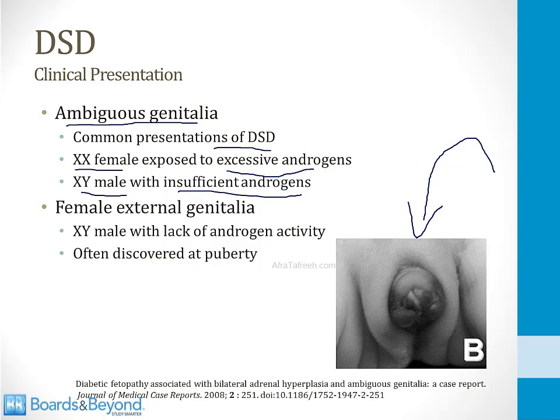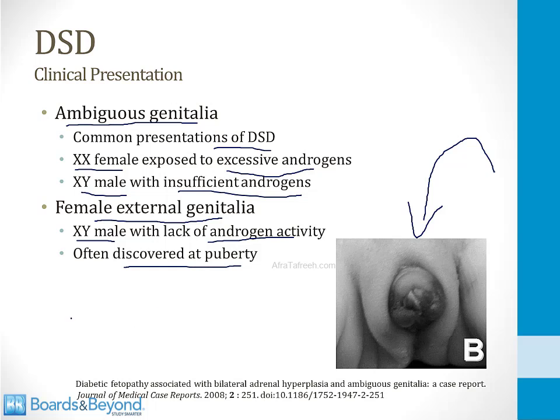The other way these disorders sometimes present is with normal female external genitalia. In other words, a baby is born with normal female external genitalia and appears to be a girl, but it's actually an XY male who lacks androgen activity. This will only be discovered at puberty when the individual fails to menstruate and develops secondary female characteristics.